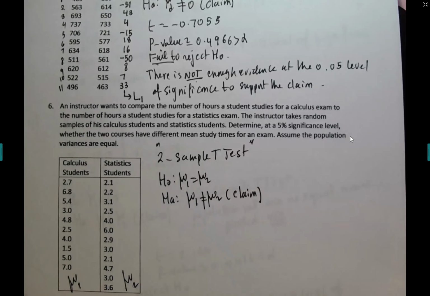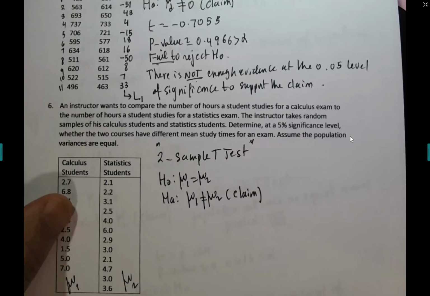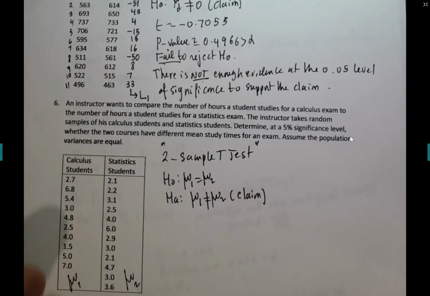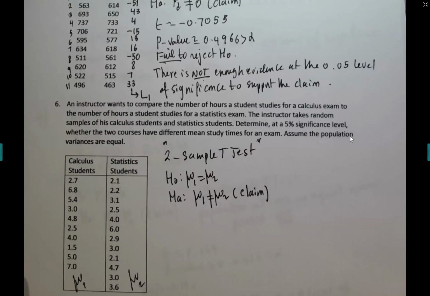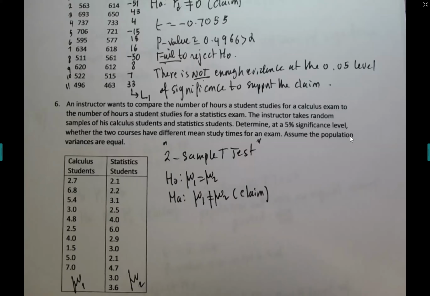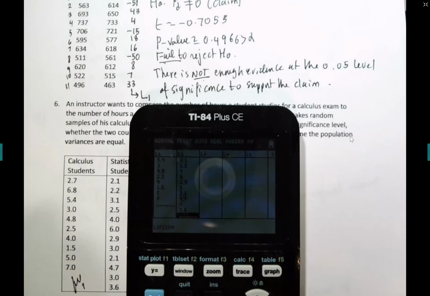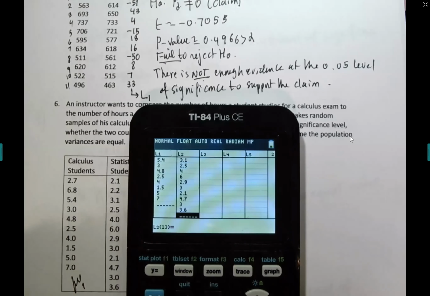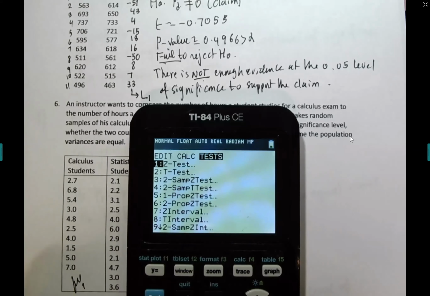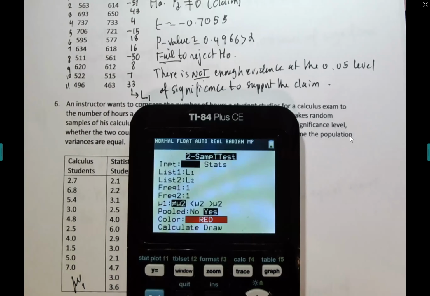And we run a 2-sample t-test, guys. And since he says population variances are equal, pooled is yes. And that's it. So let's run the test. Stat, tests, 2-sample t-test. Data, this time it's data. We don't have a summary. My data is in L1 and L2, which is good. Pooled is yes, that's what I need.